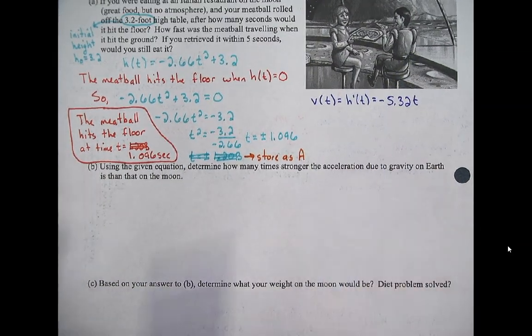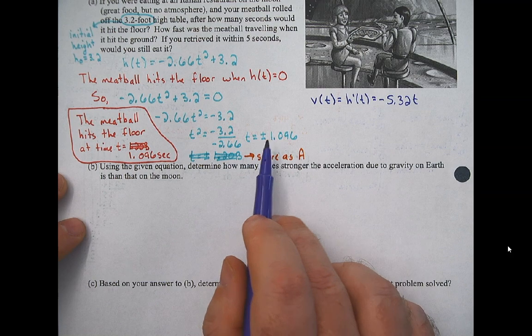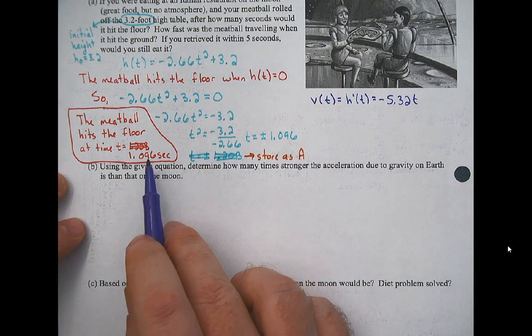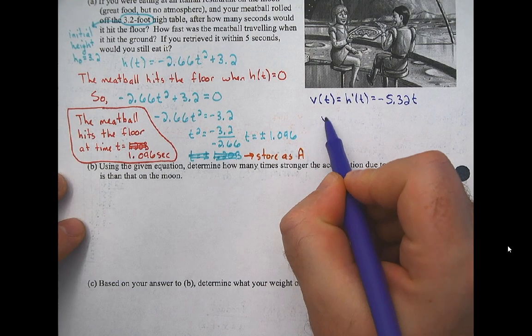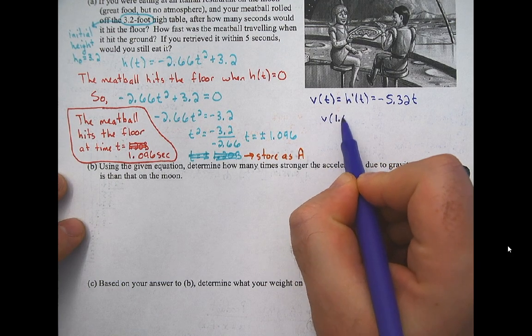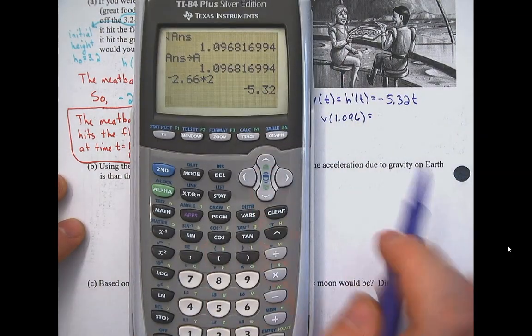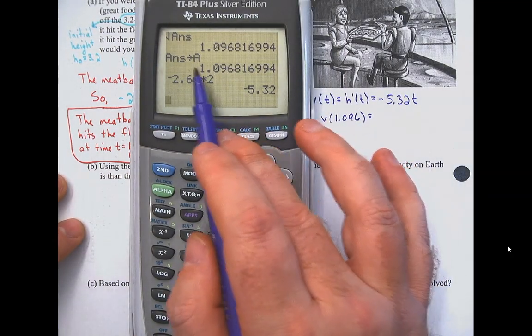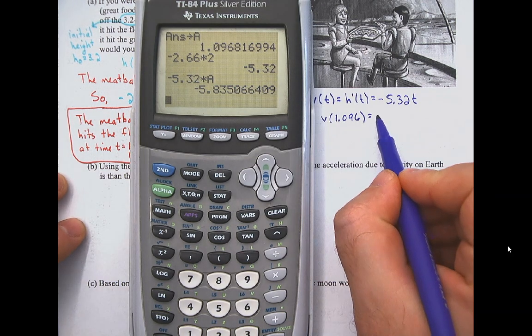There's my equation. Now what we want to do is figure out the velocity at the moment it hit the floor, and it hit the floor at this number. So that means I want to figure out what is velocity at 1.096. Well, what's nice is we don't have to round this number. We stored that number as A. So I'm now going to type in negative 5.32 times alpha A, and we get negative 5.835.